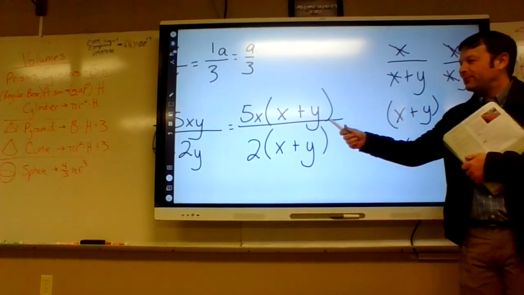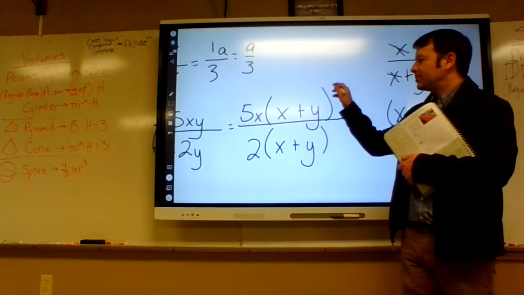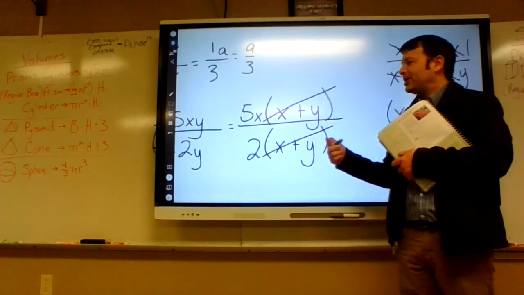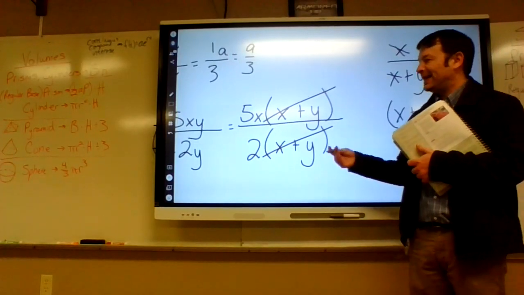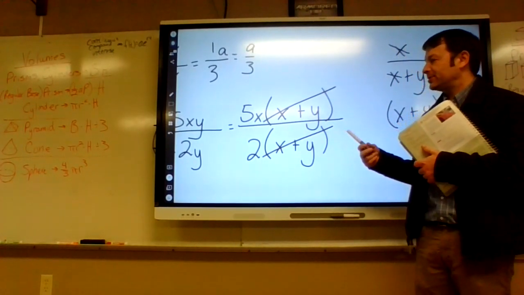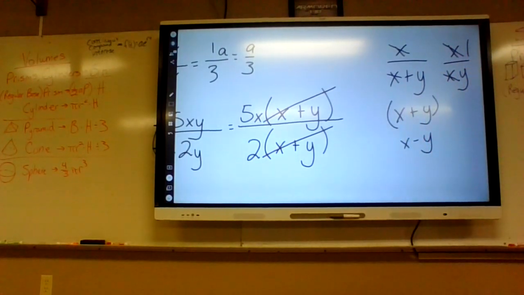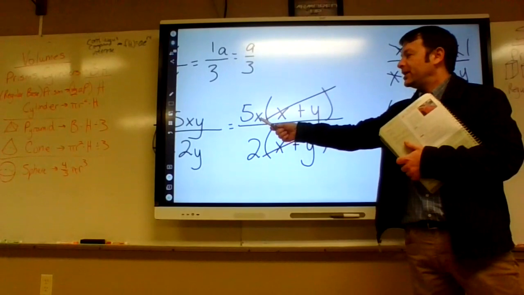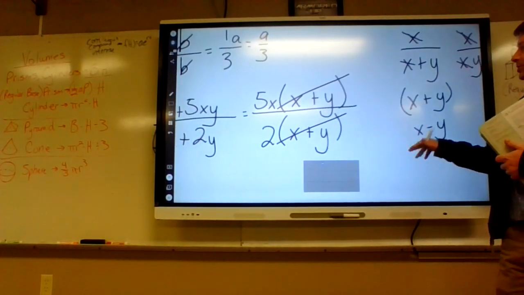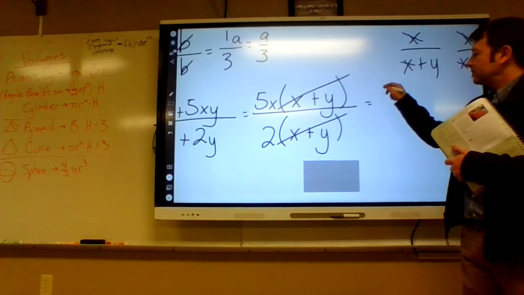So back to this problem, guess what's going to happen? The x plus y is those things. The reason is x plus y is a factor. It's a multiplied thing. And multiply and divide, they can cancel out. So the x plus y's can cancel out. But I could not have done x and this x canceled out. That would not have worked. So what's my final answer? 5x over 2.